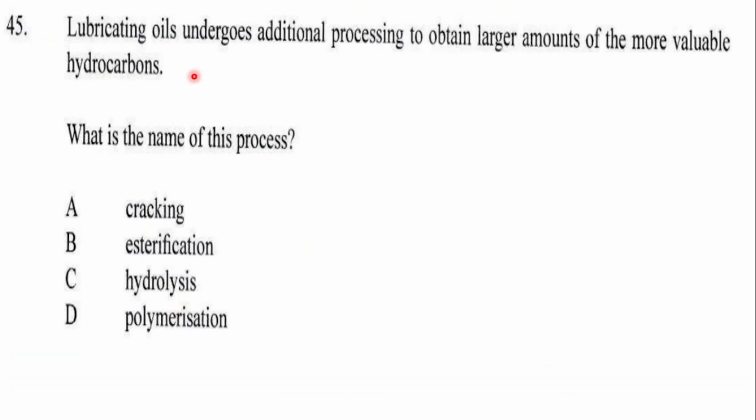Let's move on to question number 45, and it says, lubricating oils undergo additional processing to obtain larger amounts of the more valuable hydrocarbons. What is the name of this process? Is it cracking, esterification, hydrolysis, or polymerization? Again, what is the name of this process? What process are we talking about? Well, lubricating oil undergoes additional processing to obtain larger amounts of the more valuable hydrocarbons. Cracking, esterification, hydrolysis, or polymerization?